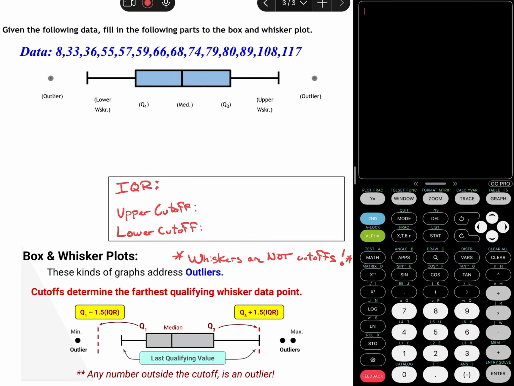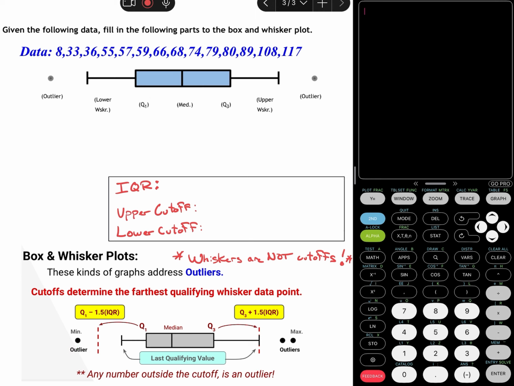Hello, this video is asking us to create a box and whisker plot for this set of data. Now, box and whisker plots look something like this down here in my notes, and what they help us do is figure out whether or not we have outliers. That's one of their main functions. Also, they help us figure out where each of our quartiles are, so you can talk about the 25th percentile, the 50th percentile, or the 75th percentile.